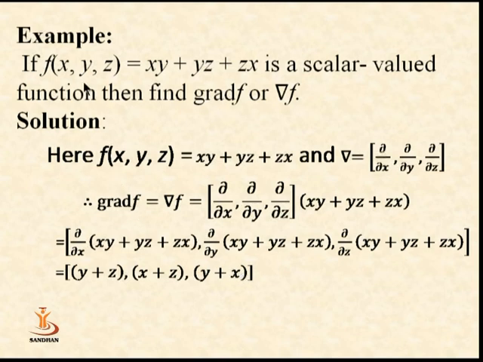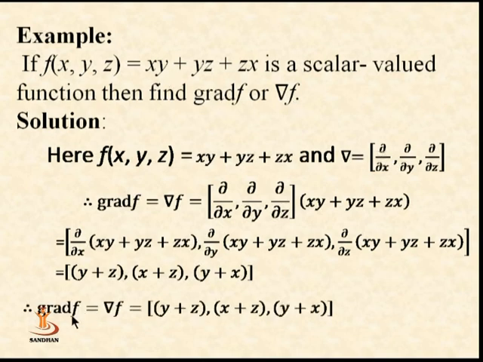Thus the gradient of the given function f(x, y, z) is grad f, del f, equal to (y plus z, x plus z, y plus z). So here we can see that the function xy plus yz plus zx is a single term, that means it is a scalar valued function. It is converted into three components. It is not only one term, we write it in a vector notation. So del f is a vector function. So the gradient is an operation which converts the scalar valued function into a vector valued function.